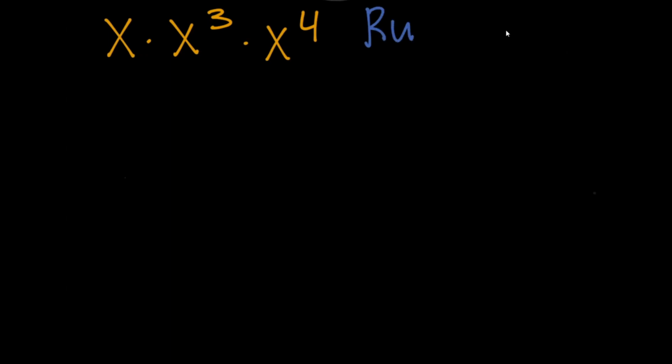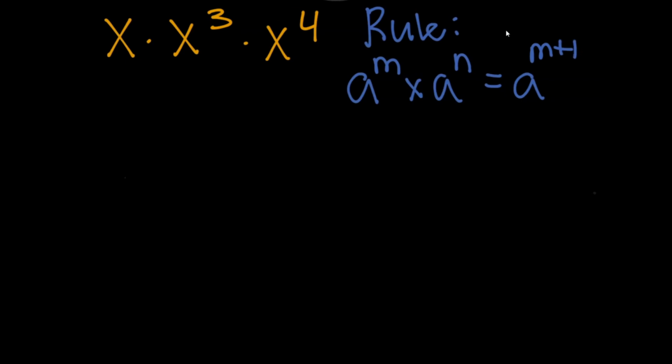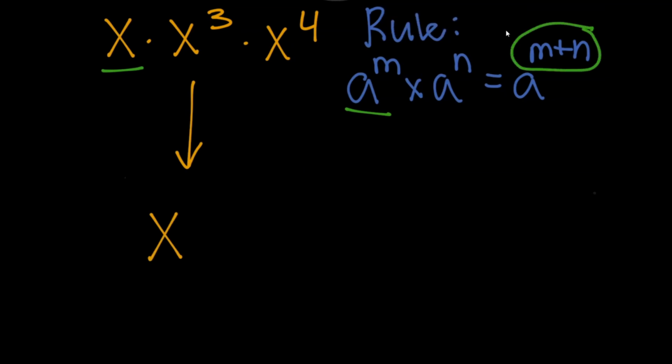For this first problem, we're going to use the law of product, which is that when you have two exponents multiplied together, the result is the same base and the exponents added together. So let's just look at what our base is in our problem. It's x. So the first step is you want to write your base.